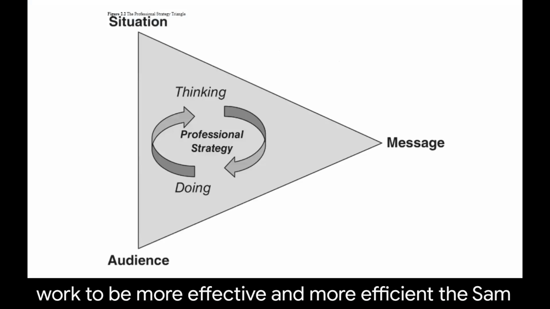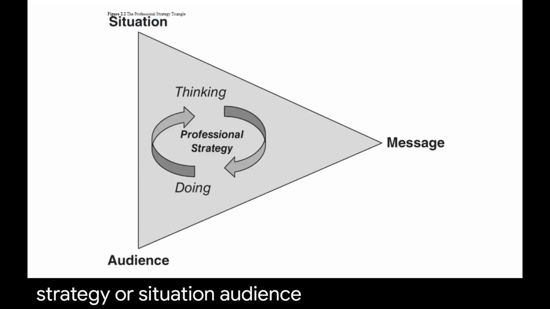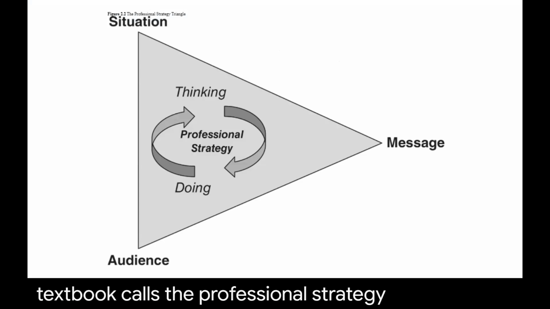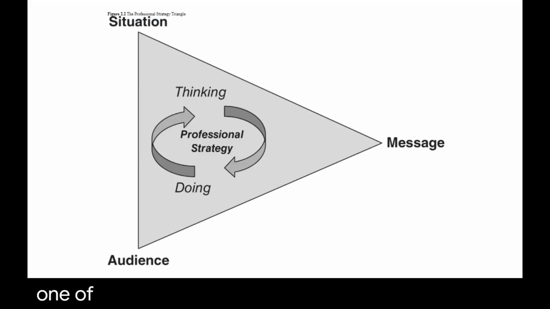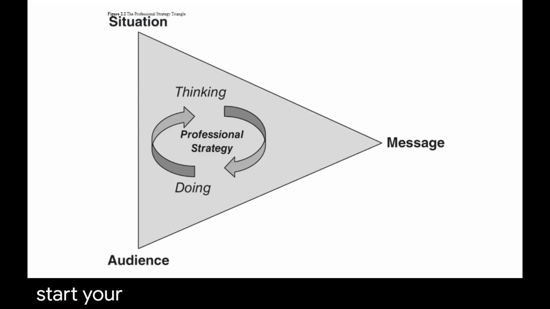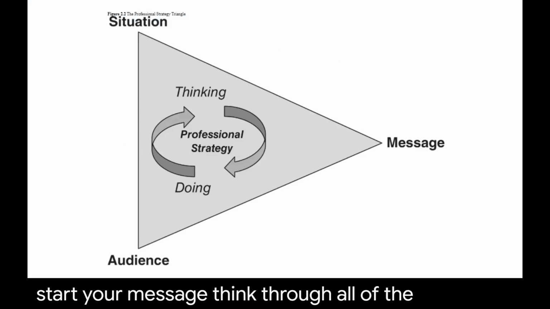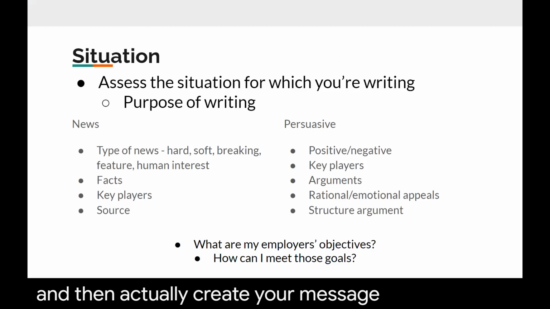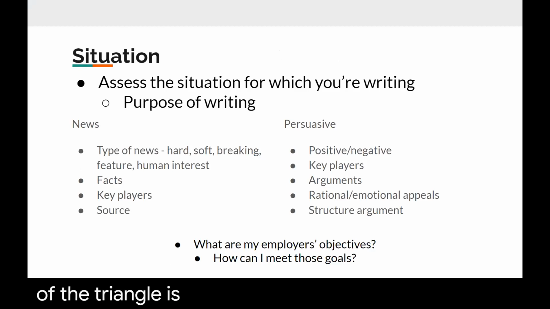The SAM strategy, or situation, audience, message, which your textbook calls the professional strategy triangle, is one of the strategies that is going to allow you to start your message, think through all of the aspects, and then actually create your message. The first part of the triangle is situation.